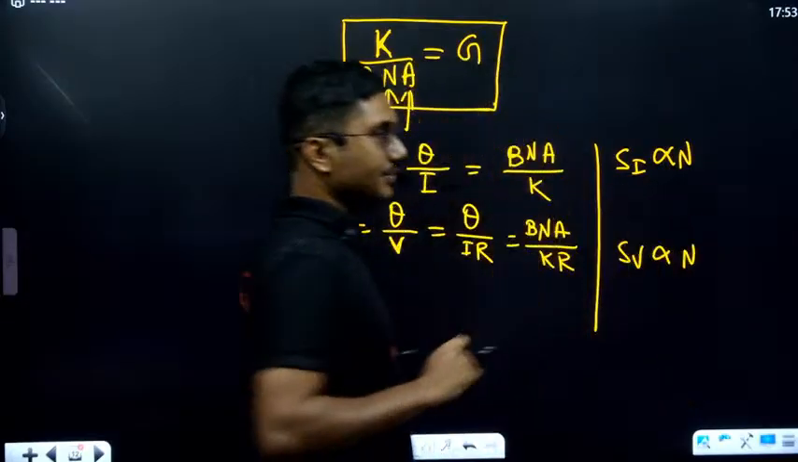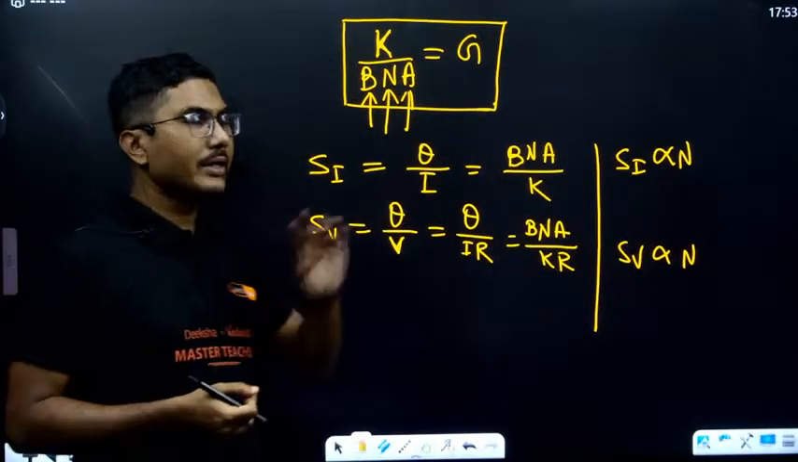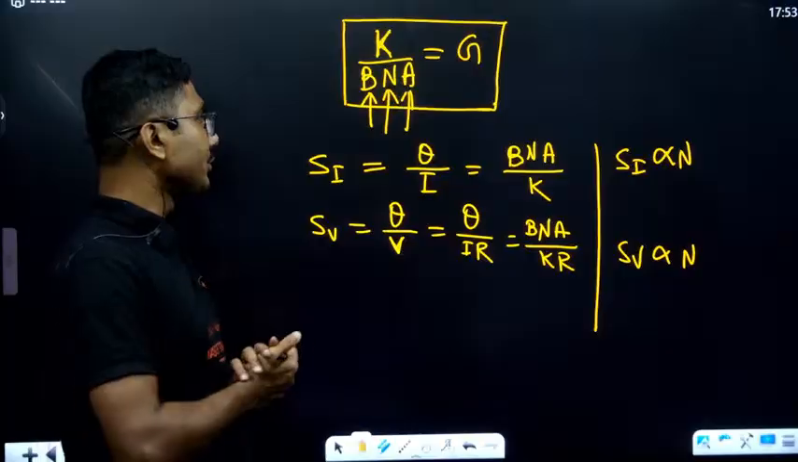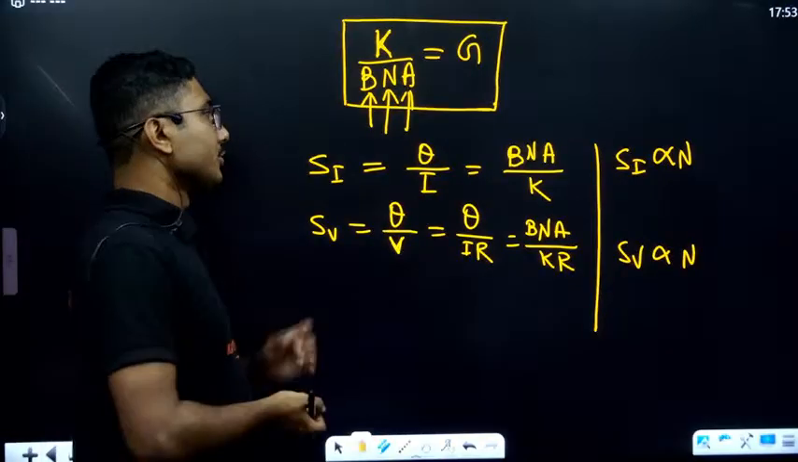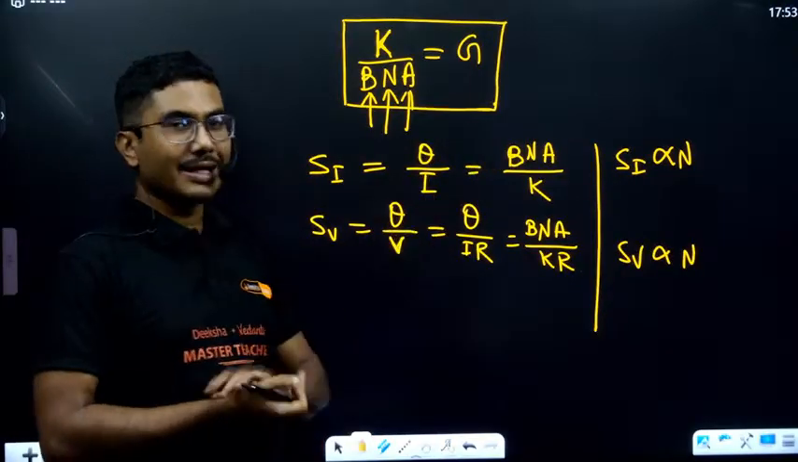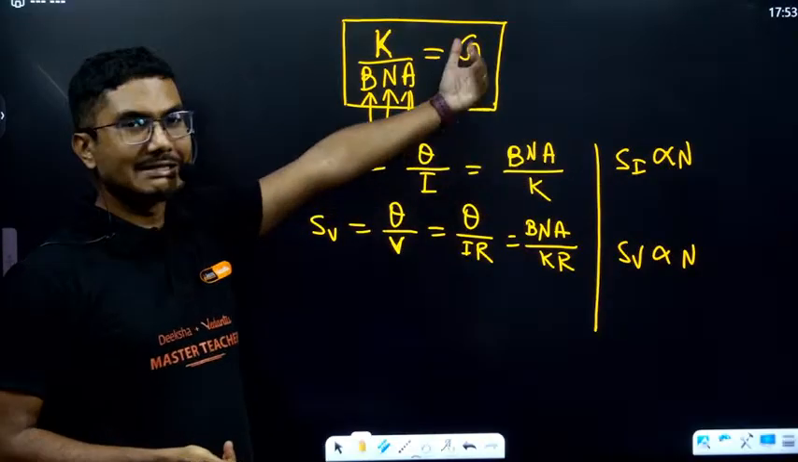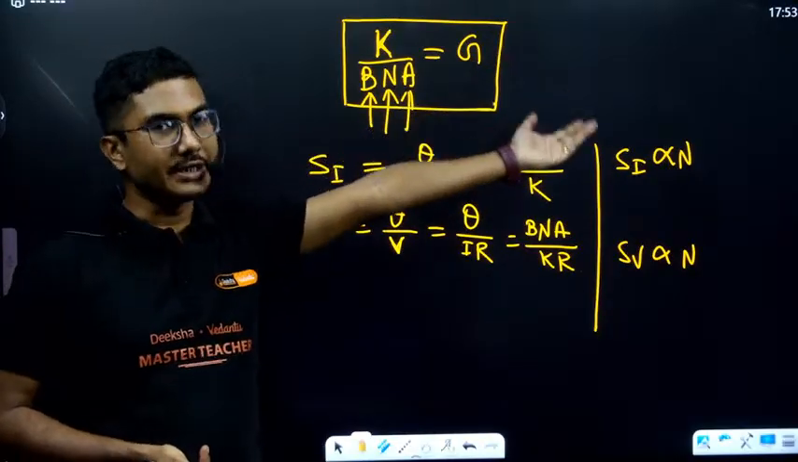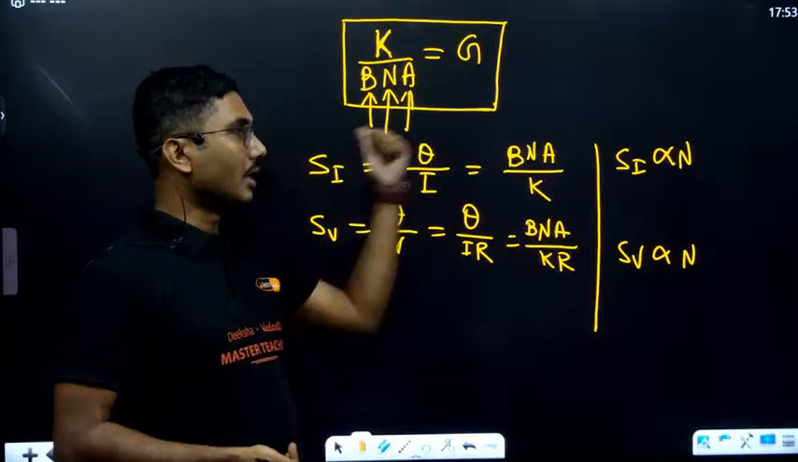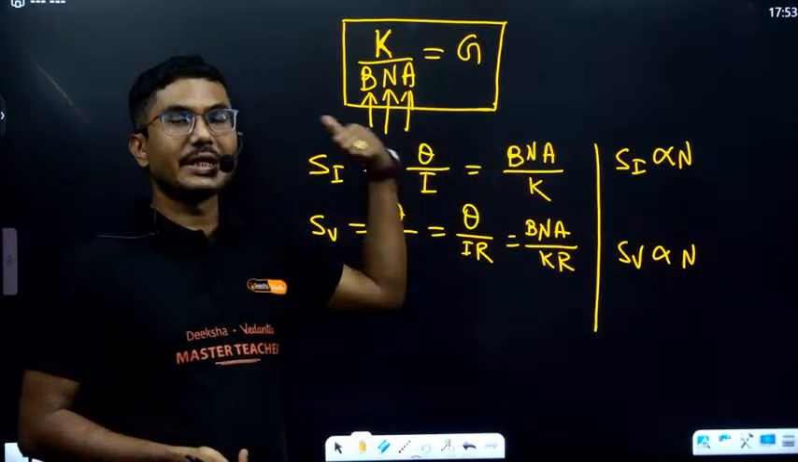But here is a catch. One of them depends on N, another one does not. Which one depends on N, which one does not? Current sensitivity depends directly on N. If you increase the number of turns, current sensitivity increases. If you triple the number of turns, current sensitivity gets tripled.